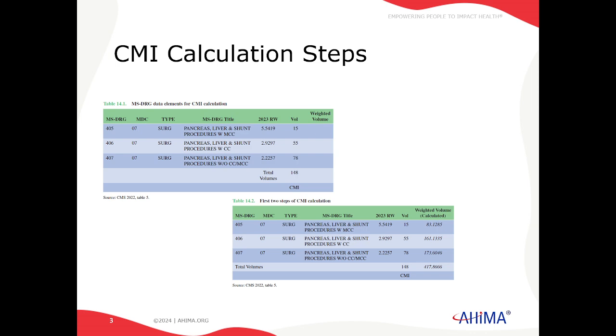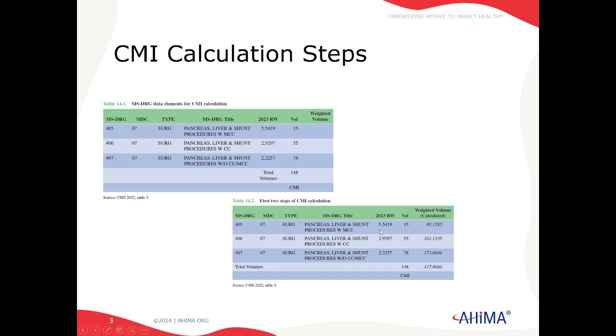Now, if I look at the volume, which one of those has the highest volume? The highest volume would be 407. So my first step is that I'm going to multiply my relative weight by my volume, and I get that table 14.2 down there, which is on page 287. Now, the weighted volume, you see it says it's calculated right here.